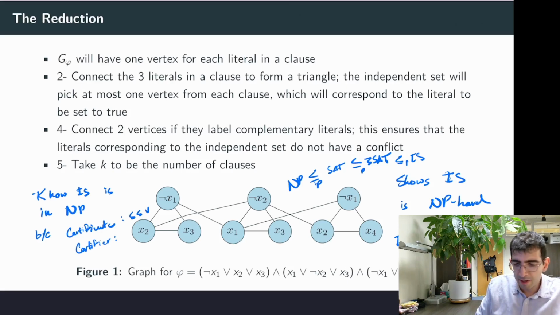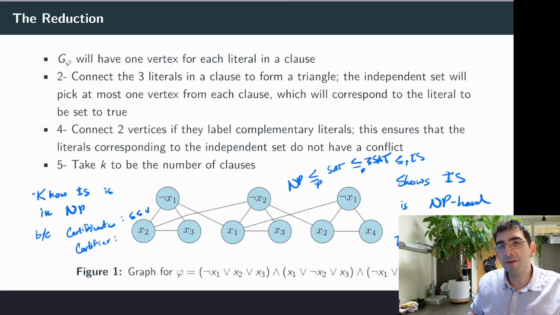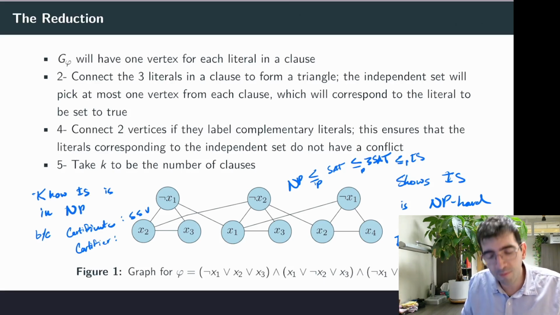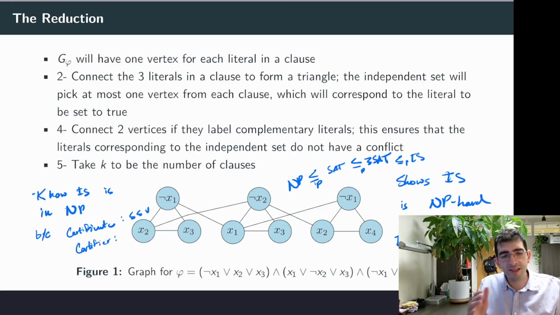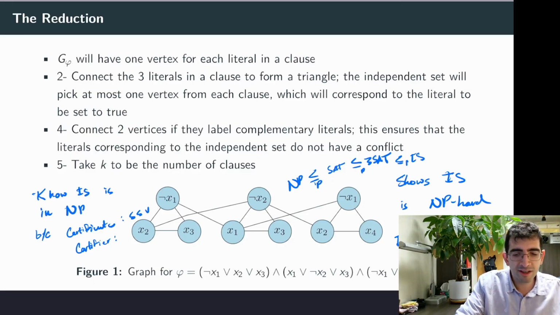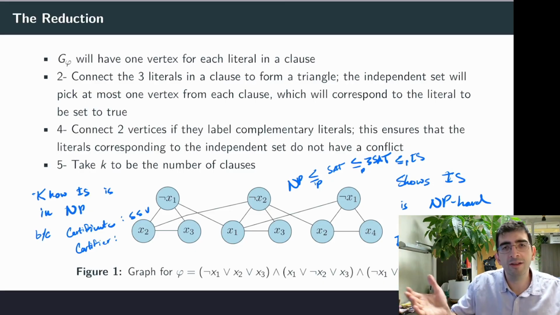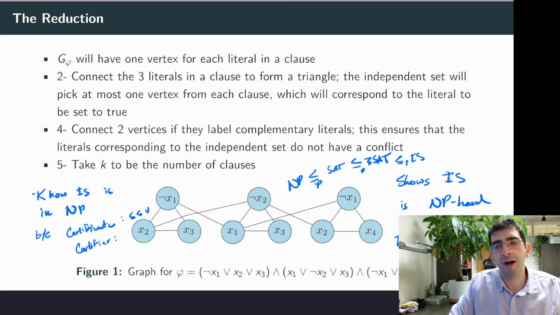Okay? So that is the first mainstream reduction that we will do. And in the next lecture, we're just going to go through a couple more reductions for some other famous, well-known NP complete problems.